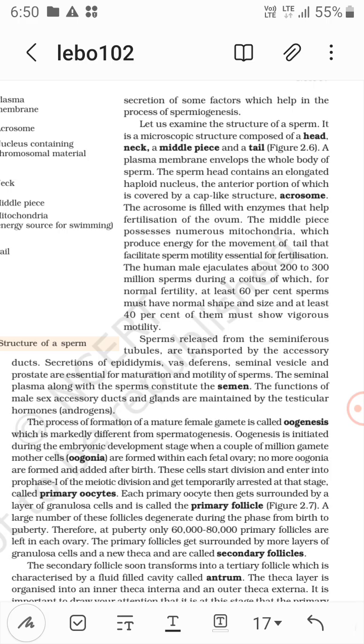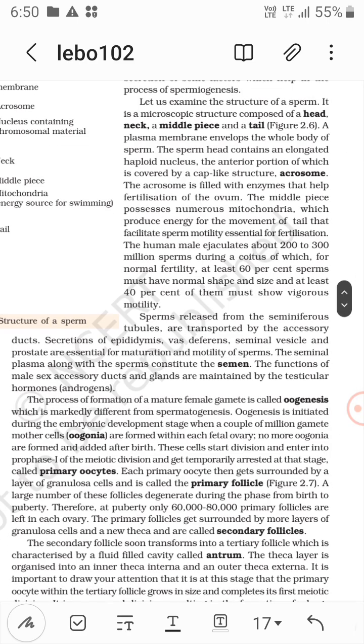It is just made by these accessory ducts. So this is all the functions of the male accessory. Now the seminal plasma along with the sperms constitute the semen. The functions of the male accessory ducts and glands are maintained by the testicular hormone, that is androgen.